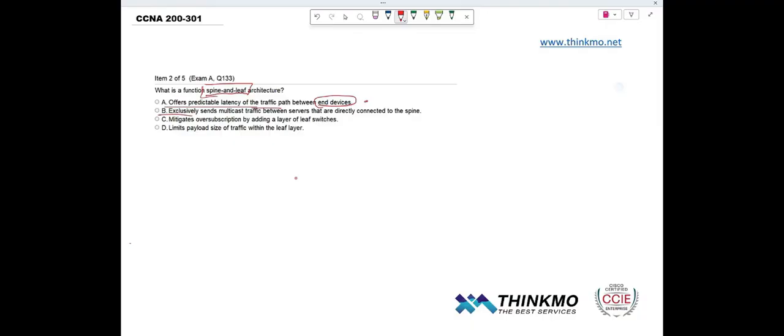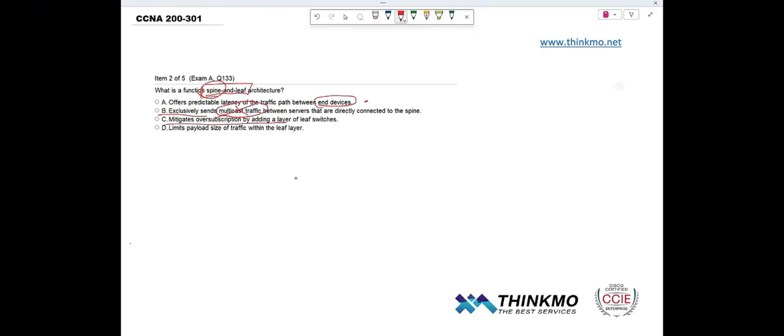Next, let's look at option B. Option B says that not only is it directly connected to this spine, the multicast traffic sent between these servers, this has nothing to do with multicast traffic. So the mistake with multicast traffic is here.